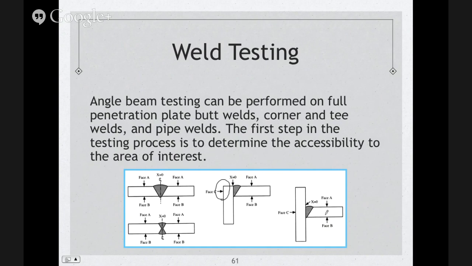Okay. You don't want to be inspecting from here with a longitudinal wave, right? If your weld is over here, instead, what you would do in this case, if you want to shoot from here, you'll shoot at an angle, right?